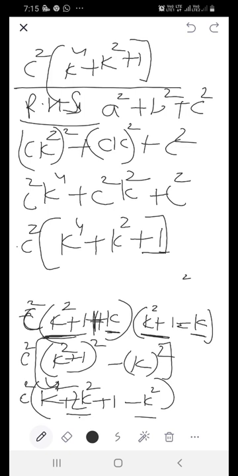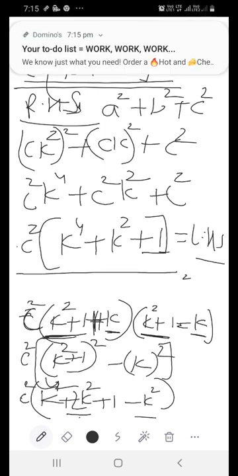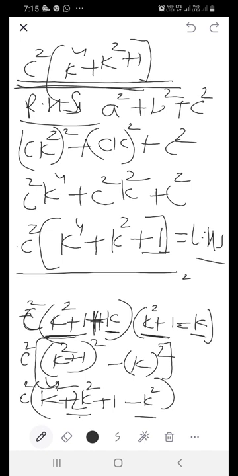Now if you compare, you see that right hand side is the same as the left hand side. Left hand side also you have C square in the bracket K to the power 4 plus K square plus 1, and see the right hand side. You find it the same. So this is how you are going to do the proving. I have shown one part for you, the other you will do.